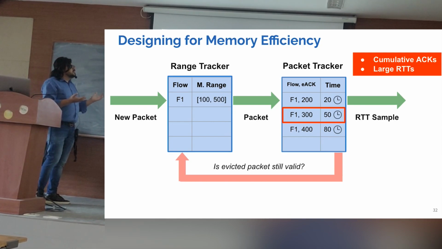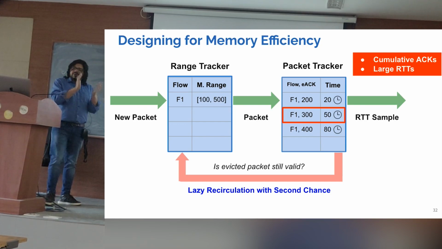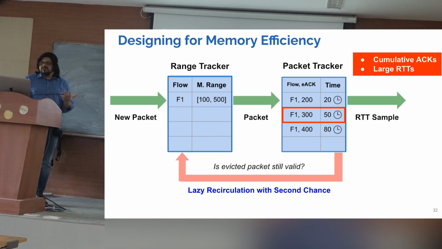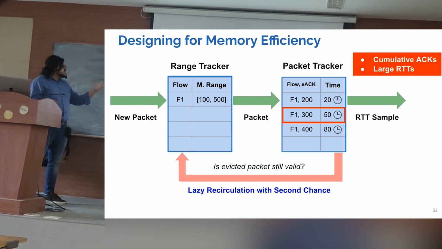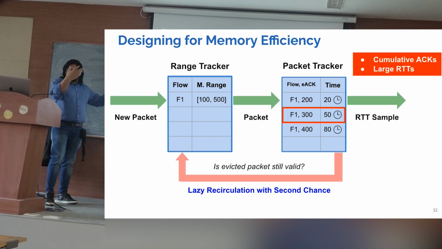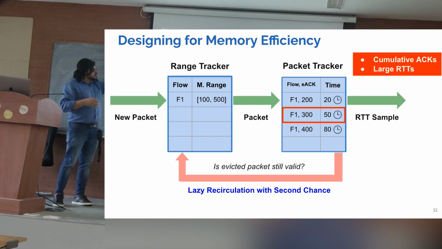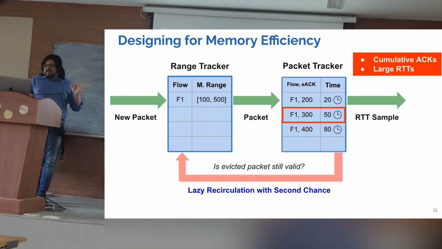Why is it lazy? Because we don't do anything unless there is a hash collision, unless there is memory pressure, right? There is competition for memory. But there is a second chance, because if you kick something out, it still has a chance to live on, because it might be that the actual RTT for that record is really, really large and it has to live on. So it gets to go back into the table and live there.